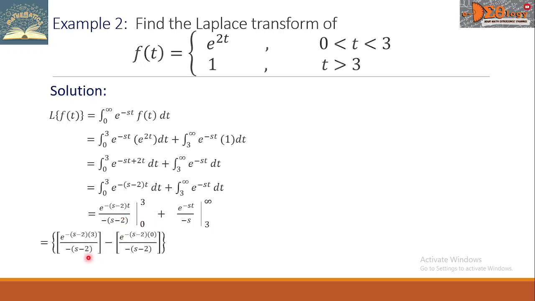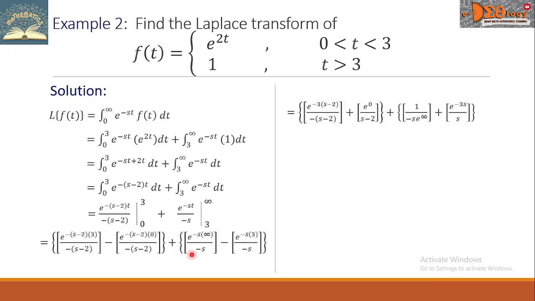For the first integral, it becomes like this. The first fraction here is the evaluation of this function with respect to 3, minus the second fraction is the evaluation of this function with respect to 0. Then plus the second group becomes like this. We evaluate this function with respect to infinity, minus we evaluate this function with respect to 3. Then let us simplify further.